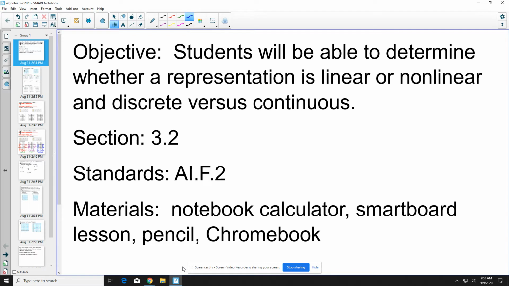Today we're going to do 3-2. So make sure you have your notebook out, and in your notebook label this 3-2. Today our objective is to be able to determine whether a representation is linear or nonlinear, and discrete or continuous.